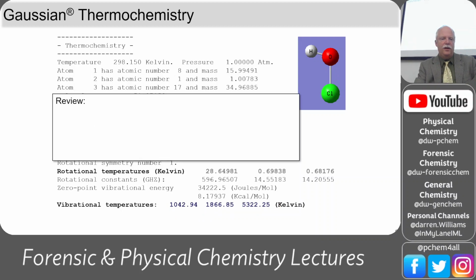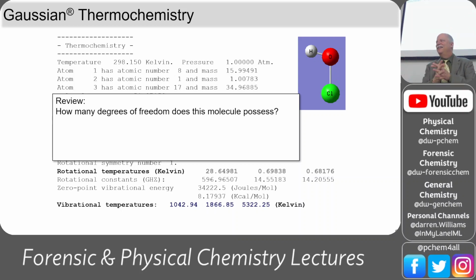Let's review. How many degrees of freedom does this molecule possess in total? What is the equation for total degrees of freedom? It's 3n. Remember, every atom can move in 3 directions, so that's where we get the 3n. Just because we put atoms together in a molecule doesn't mean we lose any degrees of freedom. Every atom has 3 degrees of freedom. If there are n atoms, we have 3n total degrees of freedom.